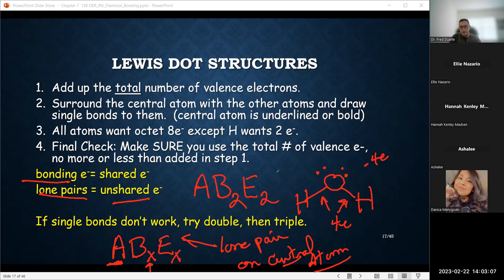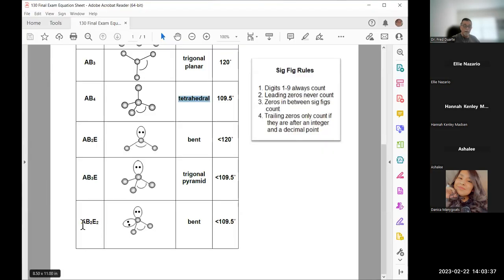Anyway, so the general formula we have for water would be AB2E2. A is the oxygen, B, there's 2 hydrogens, okay, and E, there are 2 lone pairs. See how that works? That means that from that information, we then go to the shapes table and we look for AB2E2. There it is, the last entry.